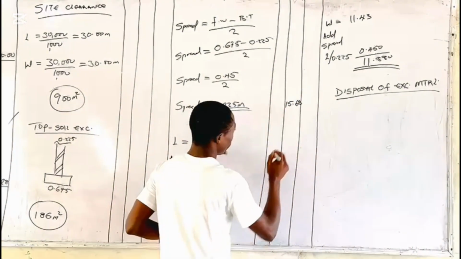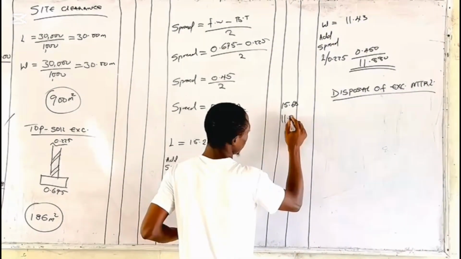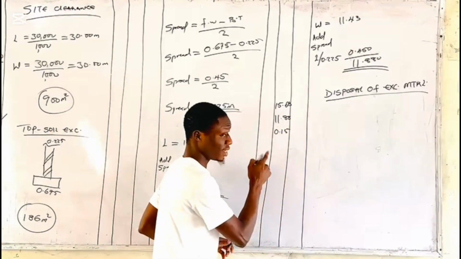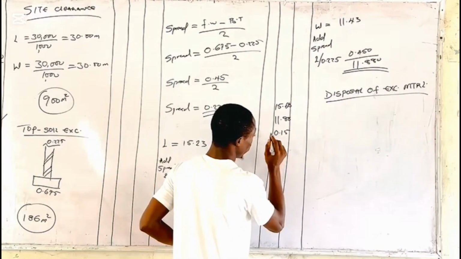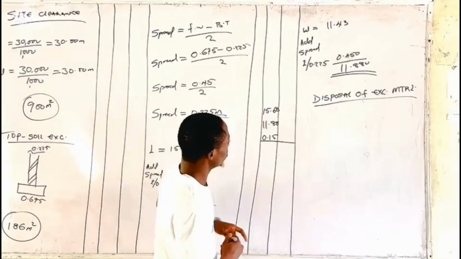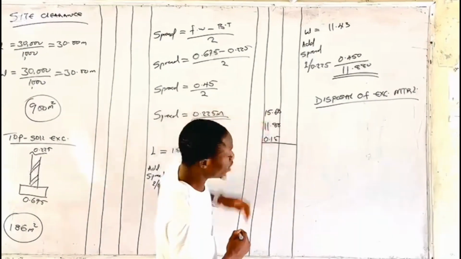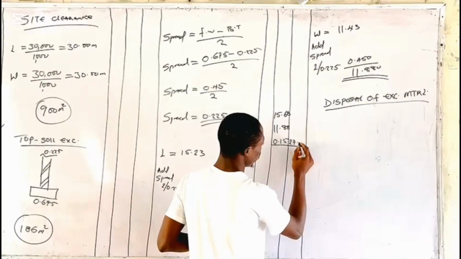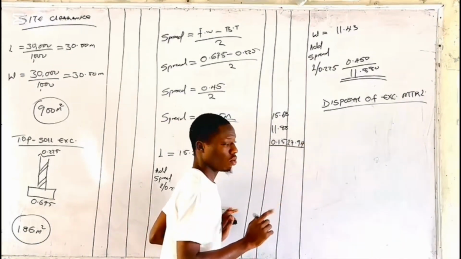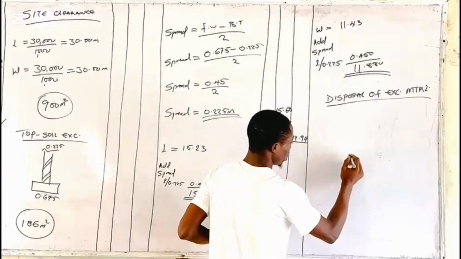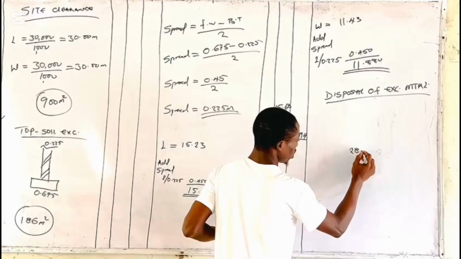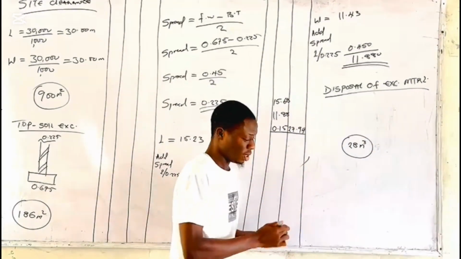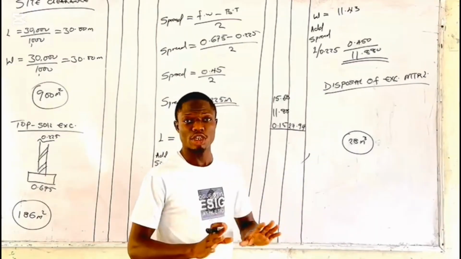That gives us 15.68 by 11.88 by 0.15 as the thickness of disposal of our topsoil excavation. Now multiply these three values together, that gives you what? 27.94. And then rounding it up, that gives you 28 cubic meter. So this is the first three items in substructure.